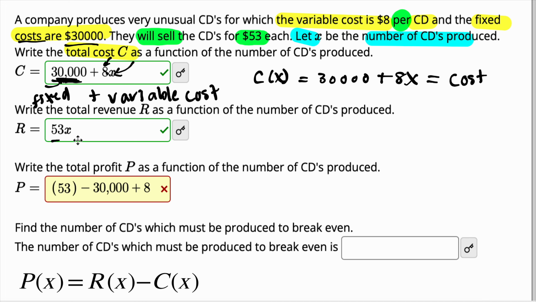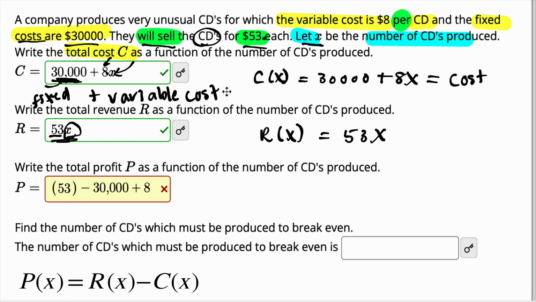All right, and so revenue looks good too. Revenue is the amount of money that I take in based upon selling my product. So I've got that here. I'm going to sell my CDs for $53 each. So $53 right here times the number of CDs. I know that X is the number of CDs. Good. So this is my revenue. I could also write that as R of X is equal to 53X.